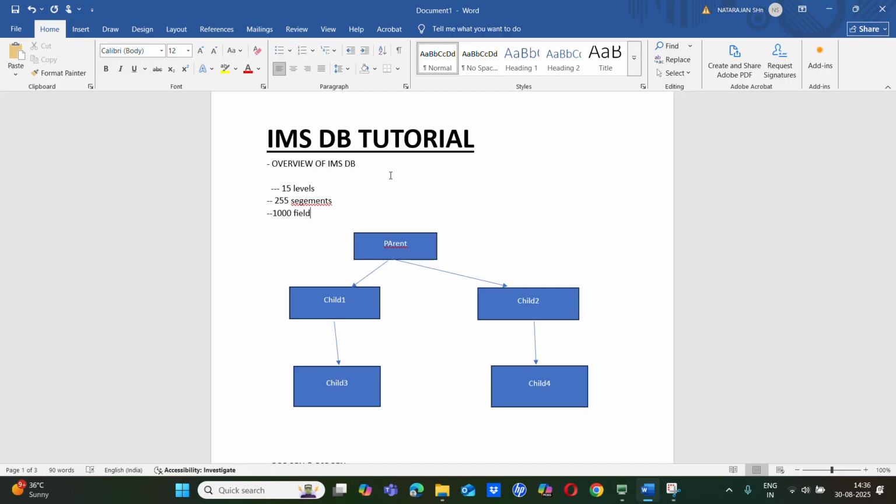Each IMS DB will have a name. Consider the database name to be DB1, so let us take it as DB1.